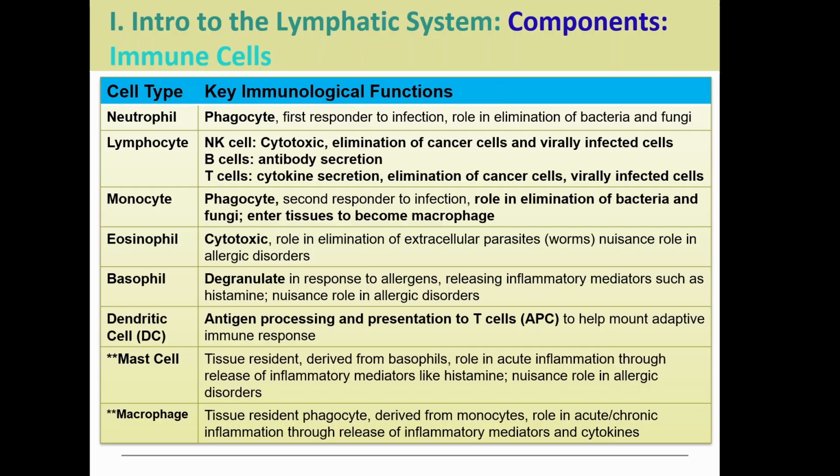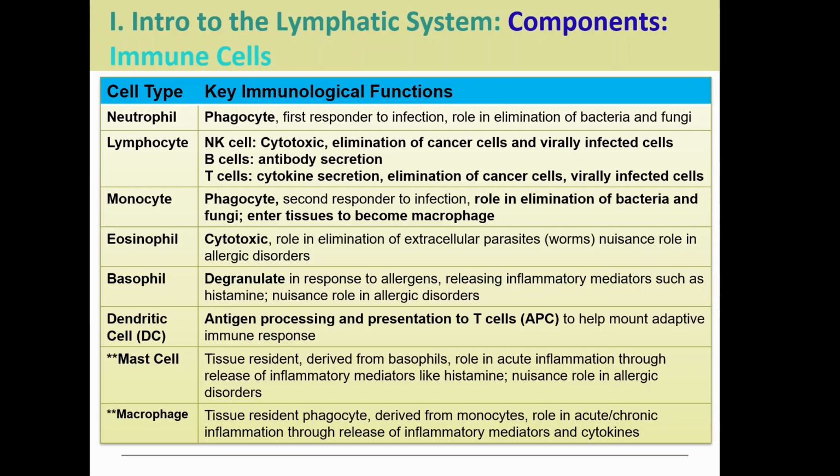So natural killer cells are cytotoxic, meaning they're going to get rid of cancerous and virally infected cells. So basically your own cells that have gone haywire because they're either mutated or have been infected with the virus. B cells are going to produce antibodies, and then T cells are going to produce cytokines as well as help with that elimination of cancerous and virally infected cells. And we'll get more into the lymphocytes in a little bit.